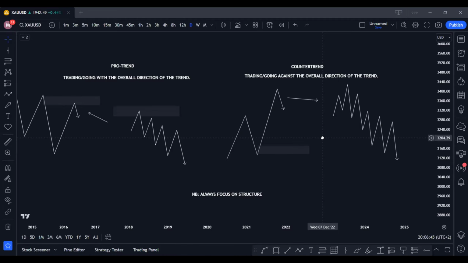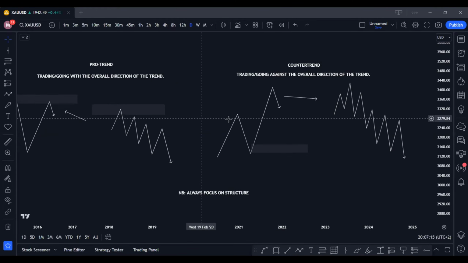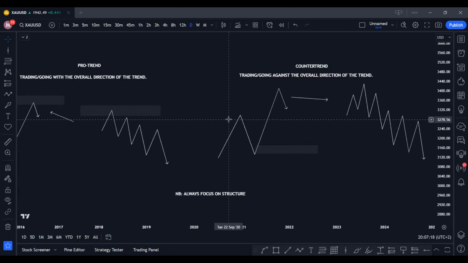Just to start off, pro trend is trading or going with the overall direction of the trend, and counter trend is trading or going against the overall direction of the trend. Note that you should always focus on structure when you are pro trending or counter trending, when taking your trades within those two types of trends. You should also focus on your overall market structure and your internal market structure.